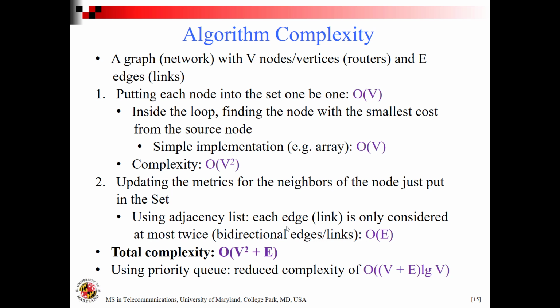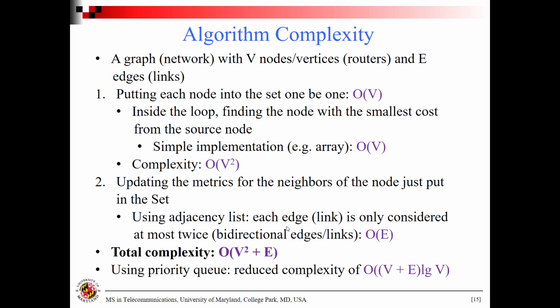Alrighty, so the first task, if you remember, what we had to do was we had to put each node into the set one by one, right? And we had V nodes. We started with the source node, and then we put in one node which was closest, and then the second node which was closest in that iteration, and the third, all the way. So clearly, we had to process each and every node, so that will be an order of V operations, right?